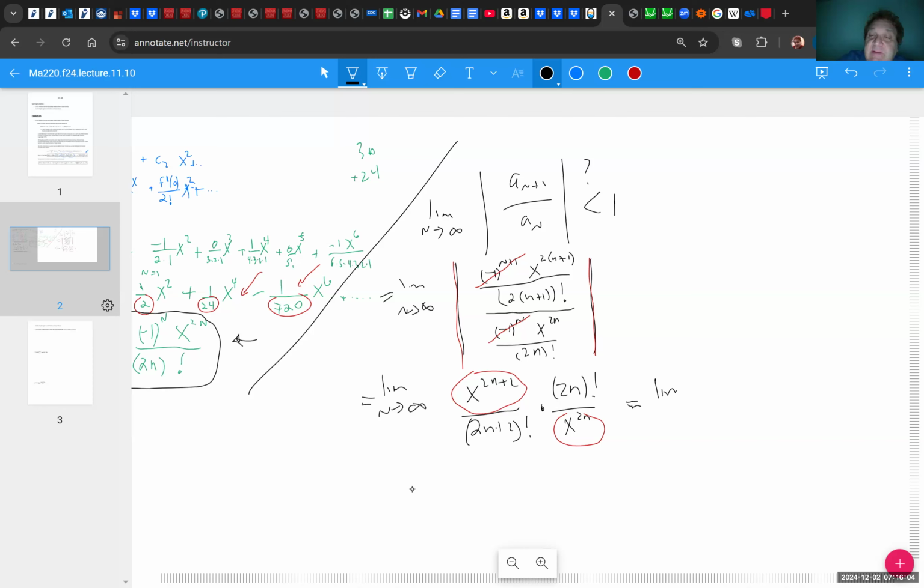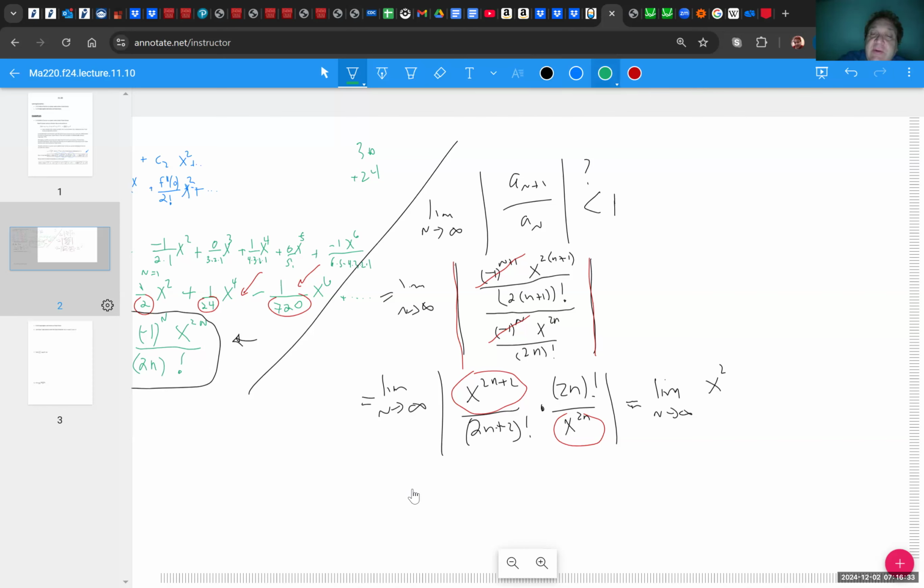So I'll write the limit. I guess I do need the absolute value bars because it has to be absolute value less than one. I'll put them back there so I don't forget at the end when I'm trying to figure out the actual interval of convergence. So I have this limit. I have x squared, the number of x's left over. Then I have a bunch of factorials. I have 2n plus 2 factorial on the bottom, and I have 2n factorial on the top.